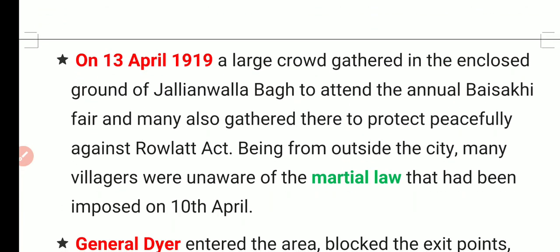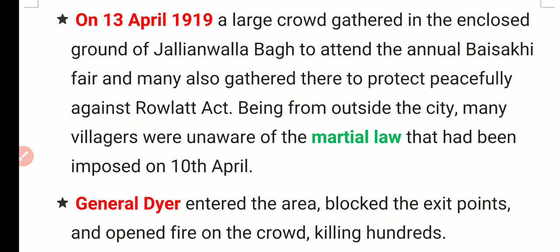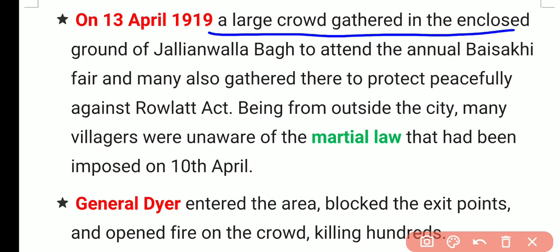On 13th April 1919, a large crowd gathered in the enclosed ground of Jallianwalla Bagh. Jallianwalla Bagh is there in Amritsar, and a large crowd was gathered there, and the people were gathered there for two reasons. दो कारणों से वहाँ पे लोग इकट्ठे थे.